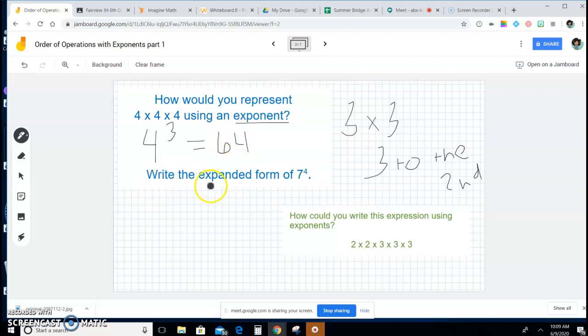All right, write the expanded form of 7 to the 4th power. Now, you should be able to do that in the comments. Write that in expanded form. This is an expanded form example right here. So go ahead and write in expanded form 7 to the 4th power.